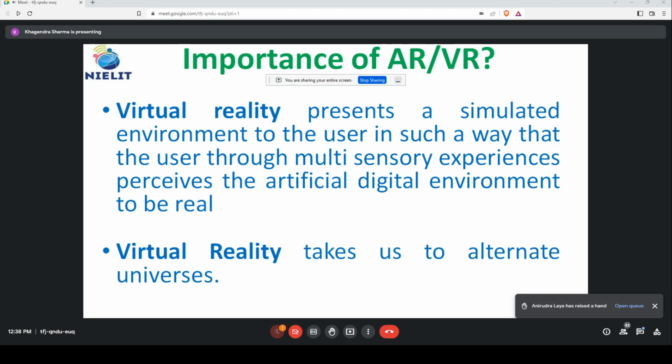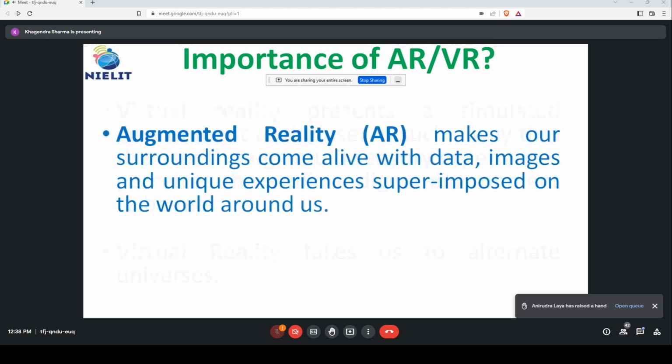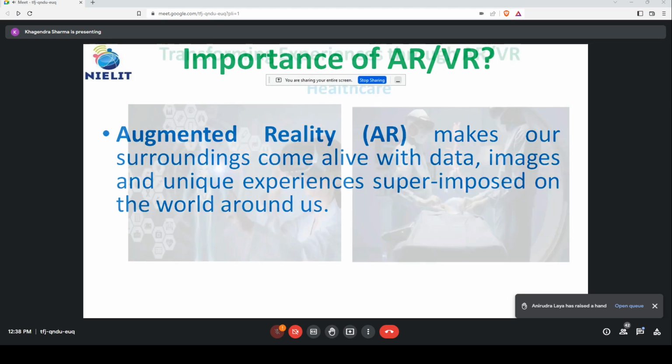There are technologies like wearables, which give you some sort of haptic feedback when you are experiencing the virtual environment. Because it involves all the five senses, we are able to experience or even reach into different universes which we were never able to experience before. Similarly, augmented reality makes our surroundings come alive with data, images, sounds, and unique experiences superimposed on the world around us. That's why it's very important.